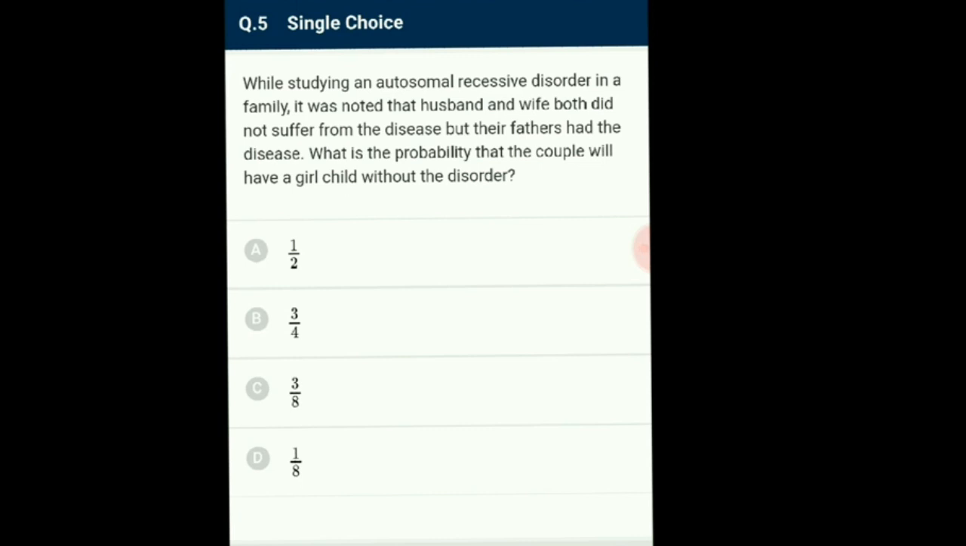The cross capital A small a and capital A small a produces children in the ratio of capital A capital A, capital A small a, small a small a in the ratio of 1:2:1. The probability of having a child without the disorder, capital A small a or capital A capital A, will be 3 by 4. The probability of having a female child is 1 by 2. The probability of having a female child without the disorder is 3 by 4 into 1 by 2, equal to 3 by 8. So the correct option for this question is 3 by 8, option C.